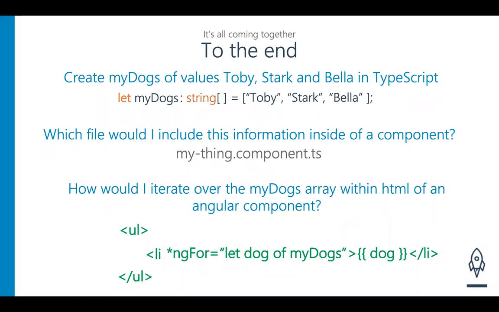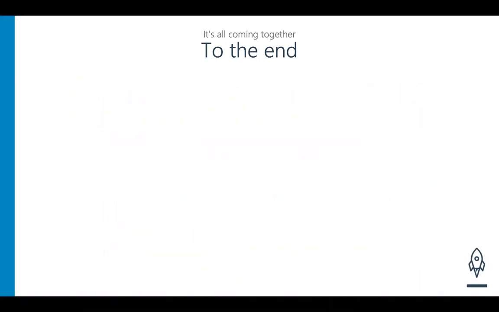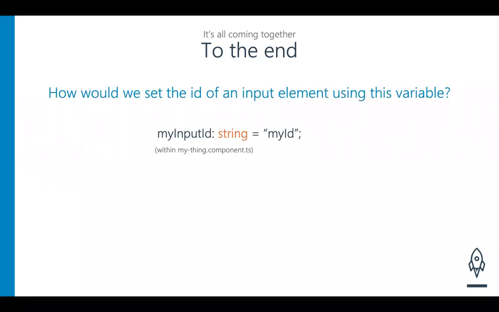Of course, did we discuss everything? No. But as we can see, all of it works together to create a website that we can interact with. So moving forward just a little bit more, we're going to bring in this variable here, myInputID colon string equals myID. Now we're going to place this in the TS file of our component. But my question to you is, how do we set the ID of an input element using this variable inside of the HTML file? So to keep it simple, what would we start with?